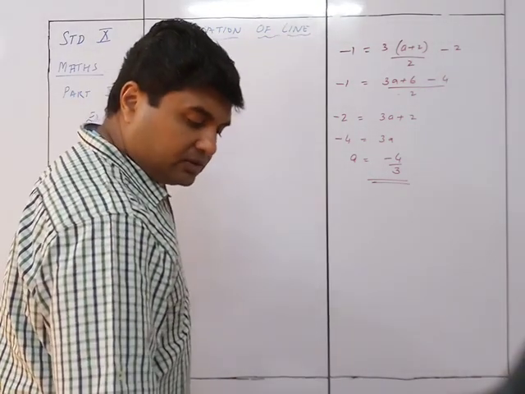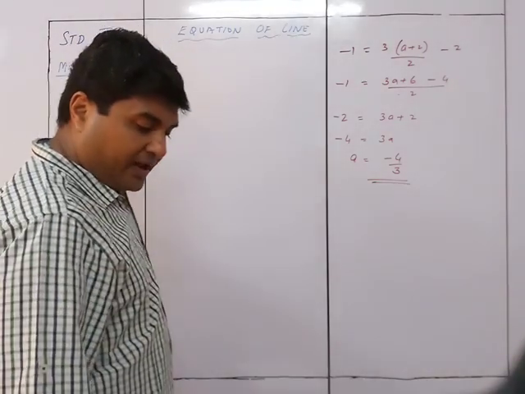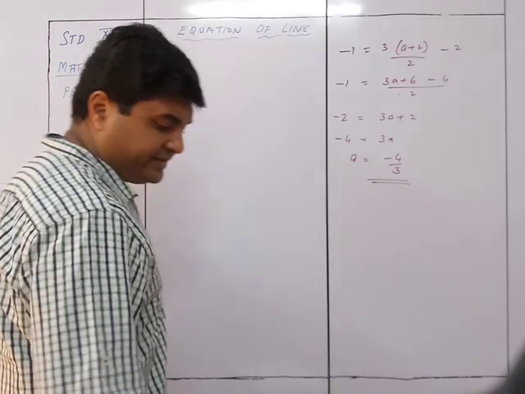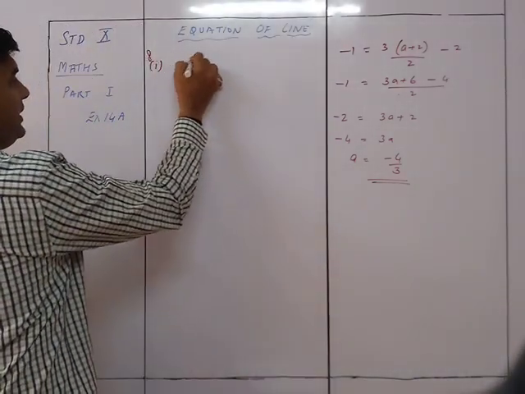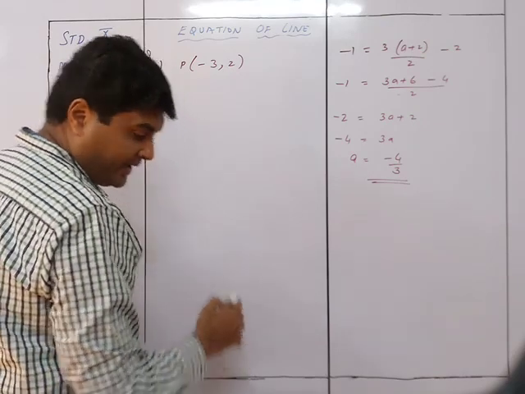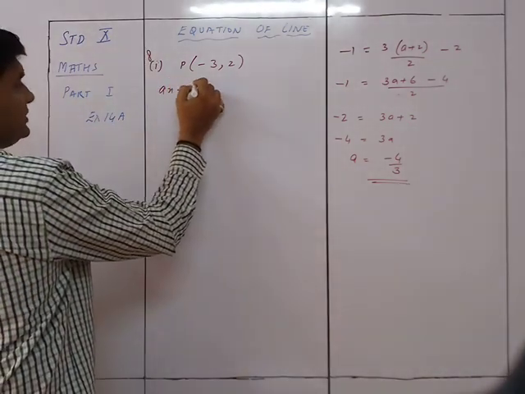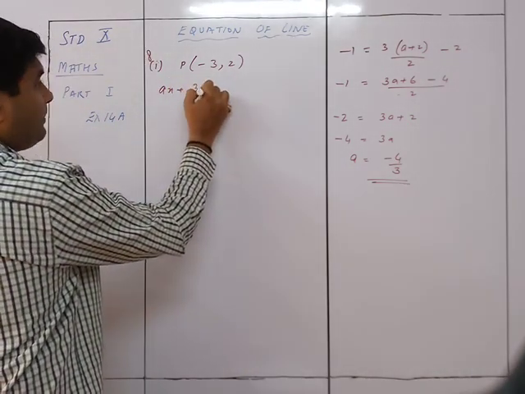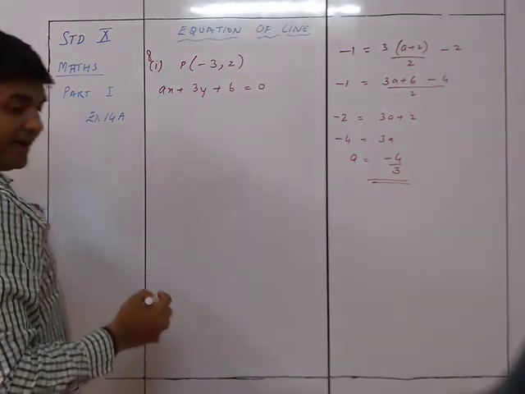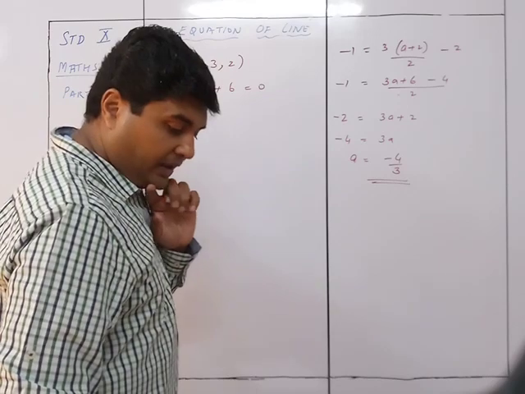The point minus 3 comma 2 lies on the line ax plus 3y plus 6 equals 0. Calculate the value of a. So it's an easy one. We are given that point P is minus 3 comma 2, which lies on the line ax plus 3y plus 6 is equals to 0. You need to find out the value of a.